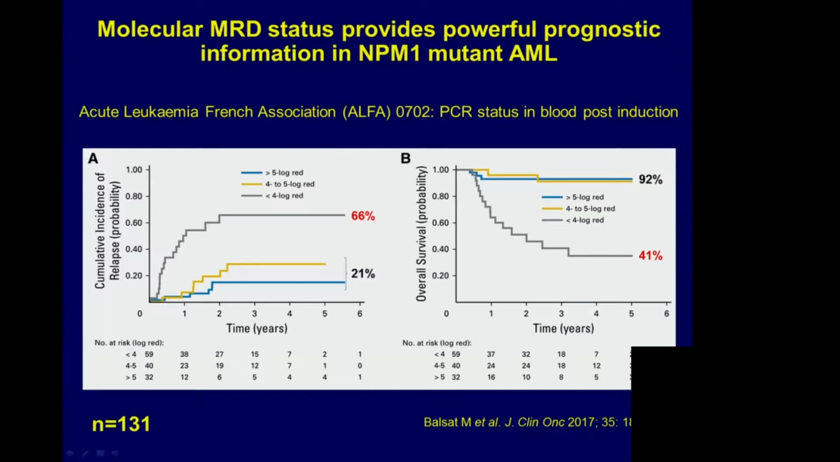So this slide shows data from the French Alpha 0702 study, and what you can see from this is they looked at the PCR status in the peripheral blood post-induction. Those patients who achieved a 4-log reduction or greater in the peripheral blood at this time point had just a 21% chance of relapse with a 92% chance of overall survival, compared with those patients who did not achieve a 4-log reduction who had only a 41% chance of overall survival.